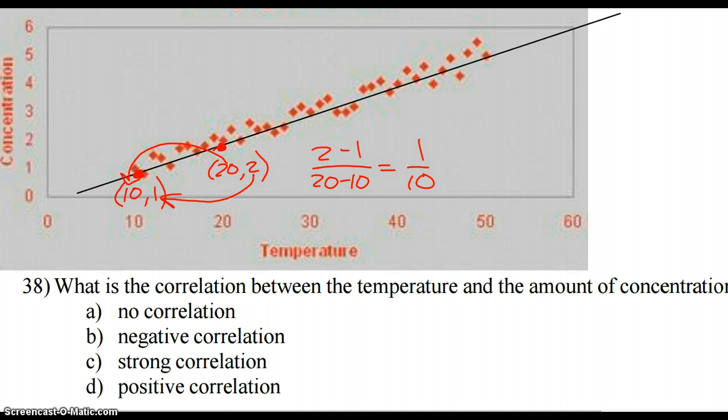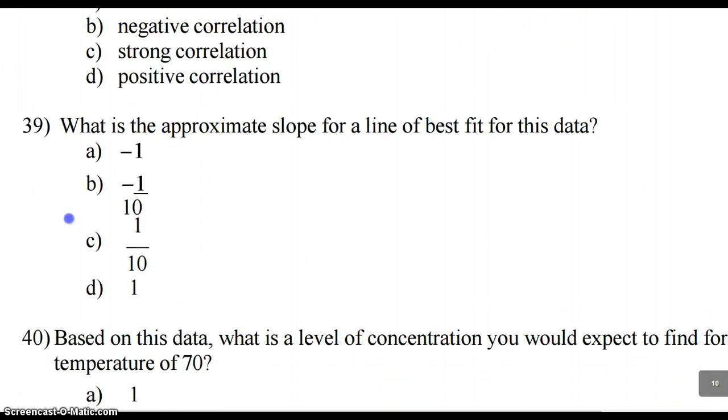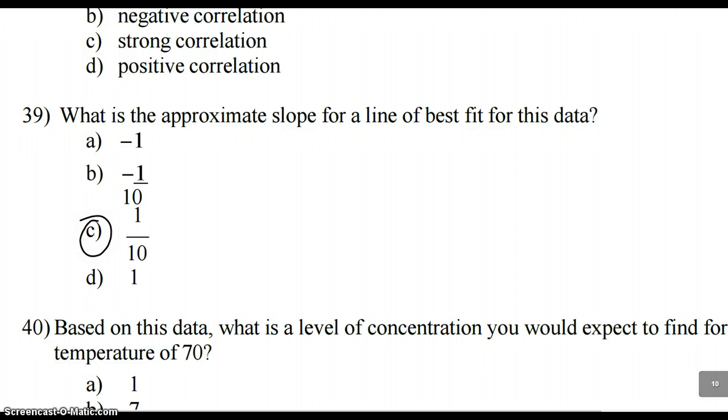And it's kind of easy to see even if you draw in between those 2 points, right here and right here. This is over 10 and up 1 about. So 1/10 rise over run would work too for our slope. So I would say C, positive 1/10.